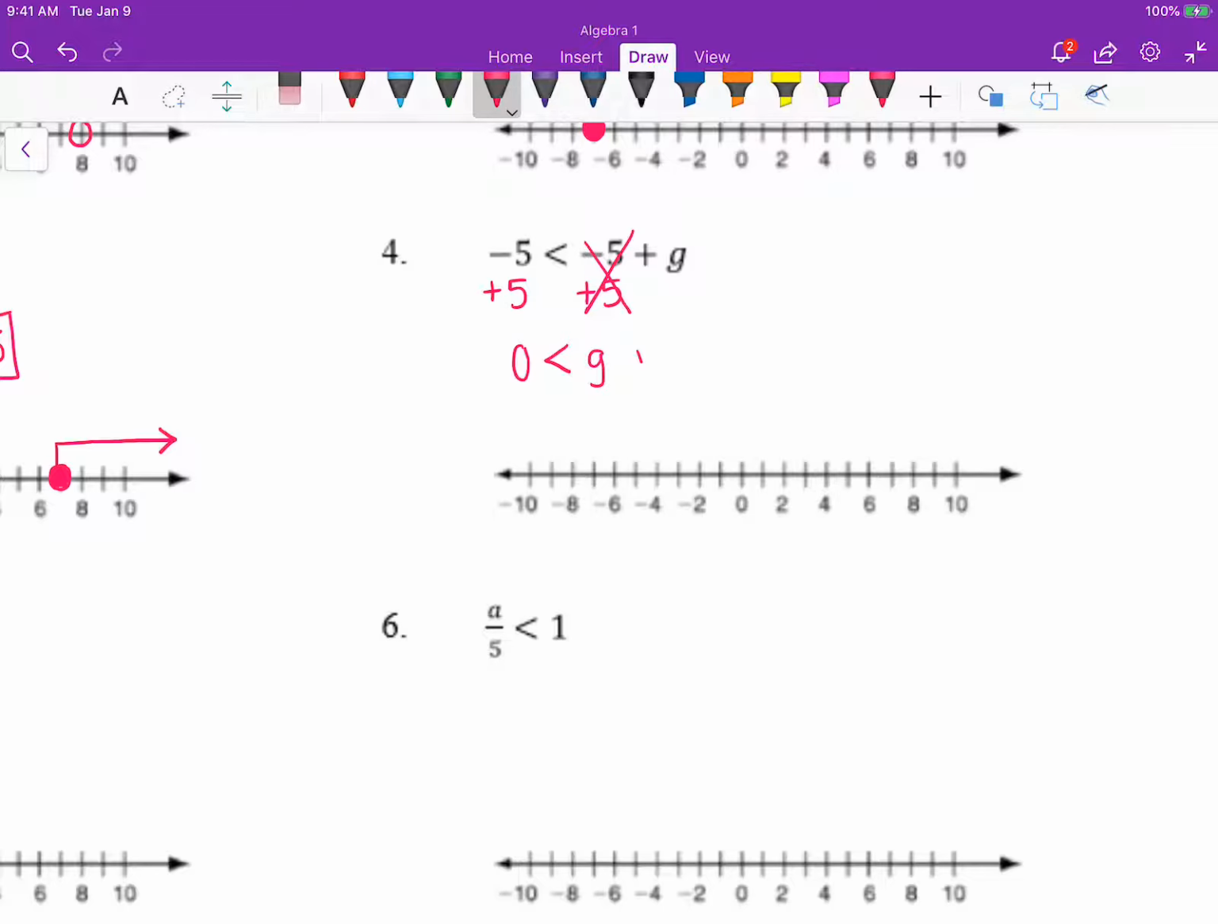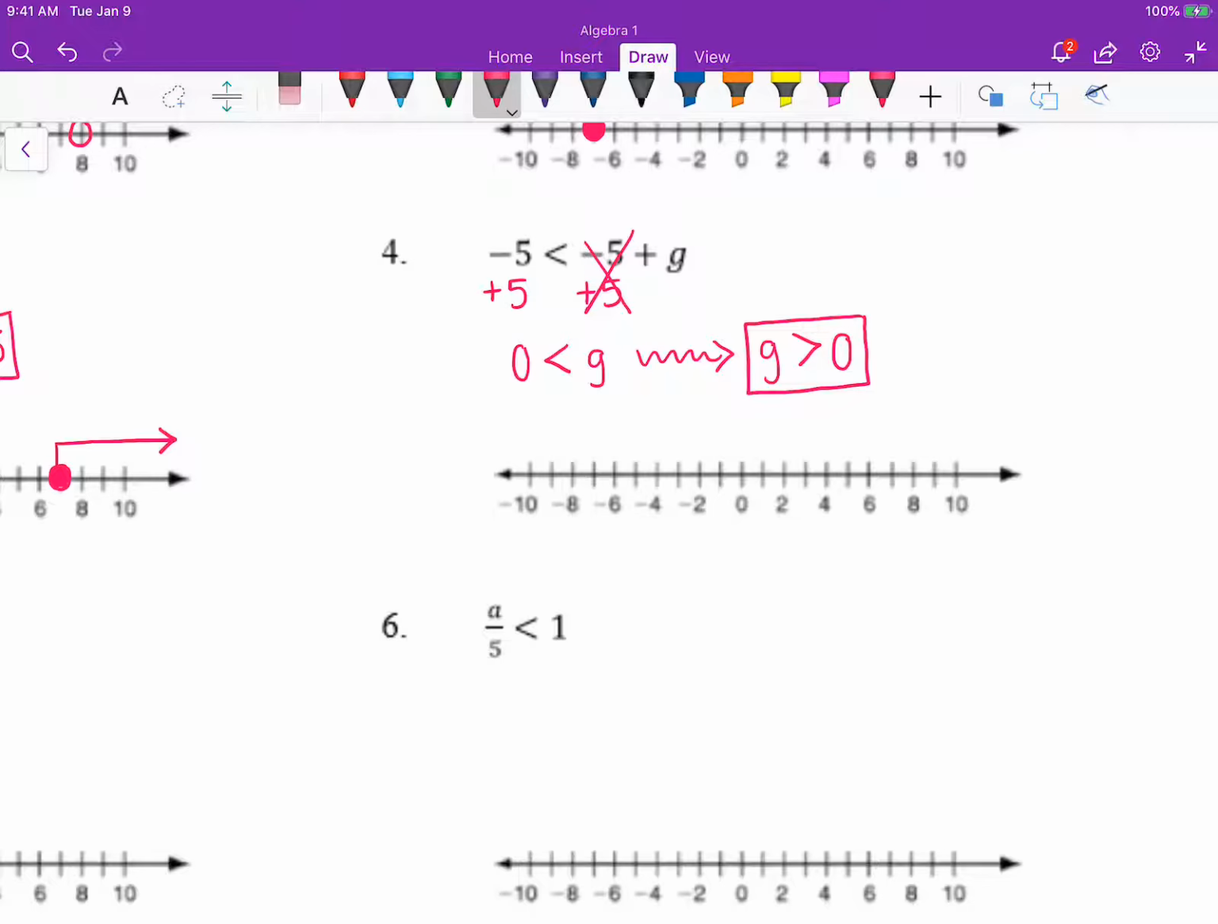From there, because again, the letter's on the incorrect side, it's on the right, we want it always first on the left-hand side. I'm going to go ahead and flip this one as well. So G, and then I flip it to be a greater than sign, and then the 0. And then I'm going to go ahead and box that in for my final answer.